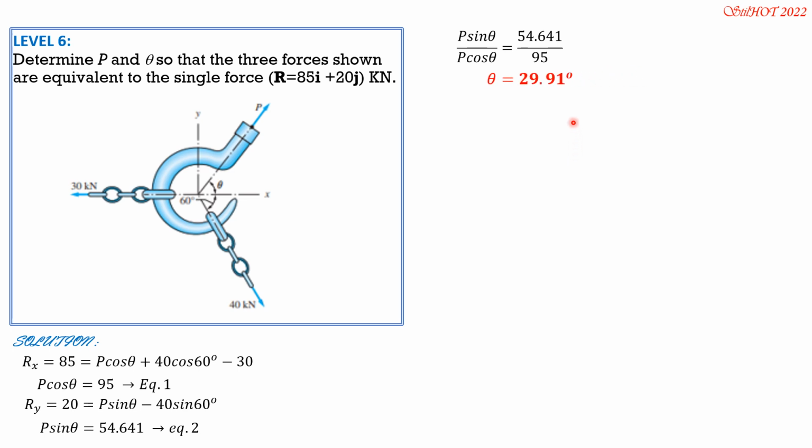Substitute into equation 1 to solve for P. So P cosine of 29.91 degrees equals 95. So P is 109.6 kilonewtons. So the solution is short and I hope you can still follow.